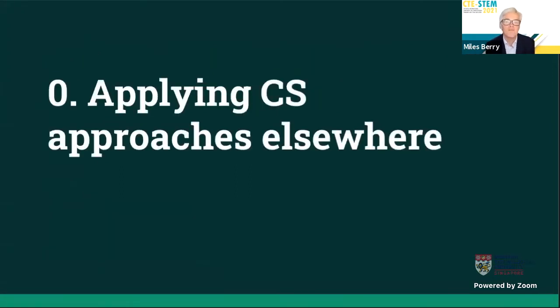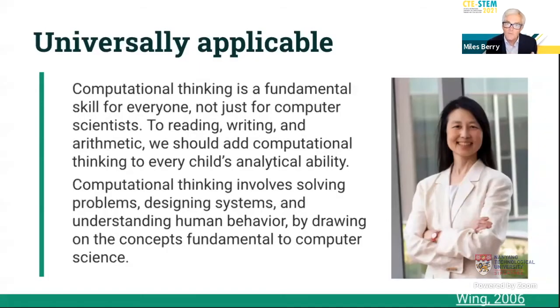So let's start with computational thinking type 0, as I'm calling it for today. This idea of applying computer science approaches elsewhere. And this really is what Jeanette Wing had in mind when she started writing about computational thinking back in 2006. She talked about it as a fundamental skill for everyone, that it deserves a place in school curricula alongside reading, writing, and arithmetic, that computational thinking was as important as basic literacy and basic numeracy. That's a very, very strong claim to make.